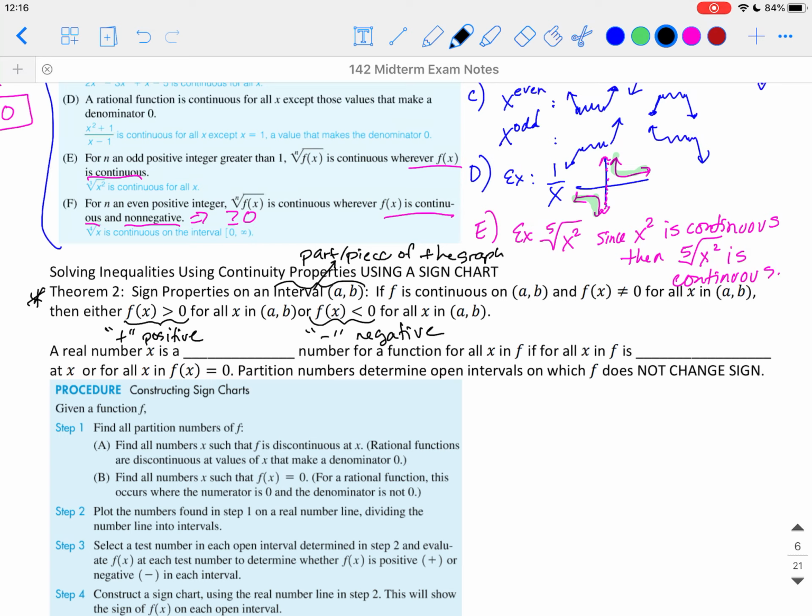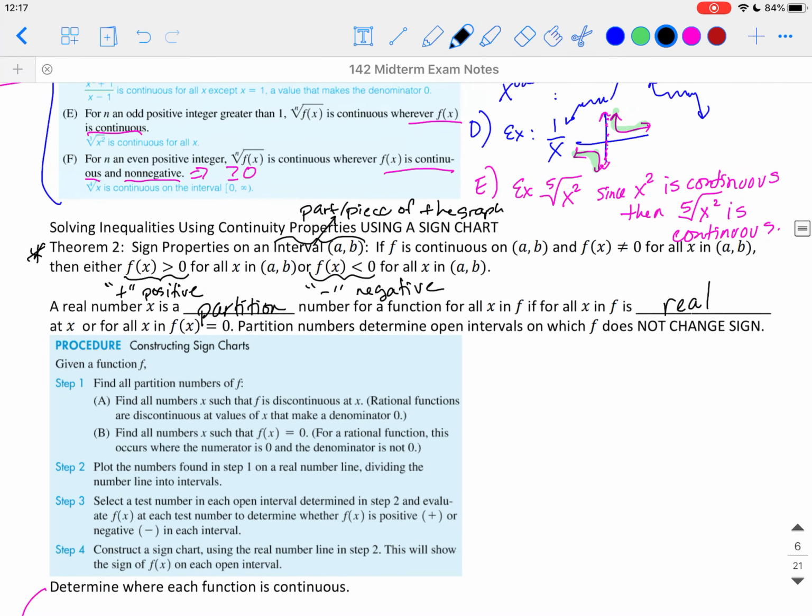A real number x is a partition number or a critical number for a function f if f is not real at x, or if f of x is equal to 0. So partition numbers determine the open intervals on which f does not change sign. It'll be much easier to understand once we do a problem here.